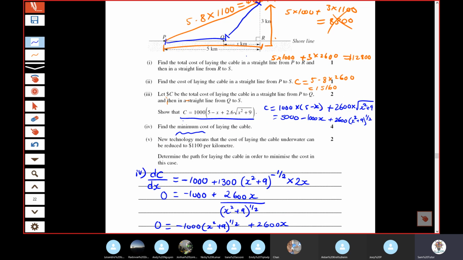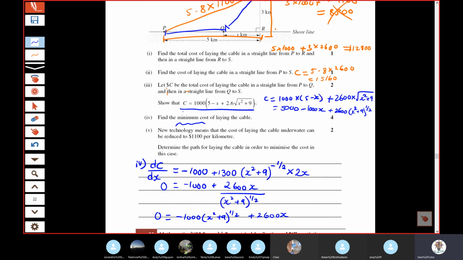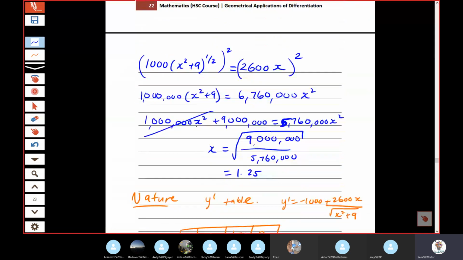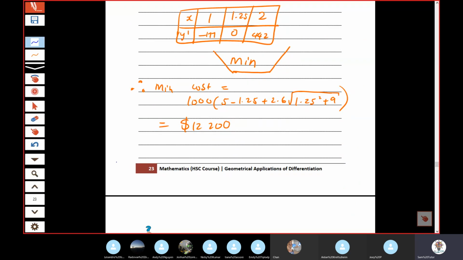So, we've got to do the thing again. Instead of it being 2.6 here, what number do you choose? 1.1, because it's 1100 now. Do the same thing. All right, I'm just going to quickly do the math. It's going to look like this. 1,000 times 5 minus x plus 1.1 square root x squared plus 9.